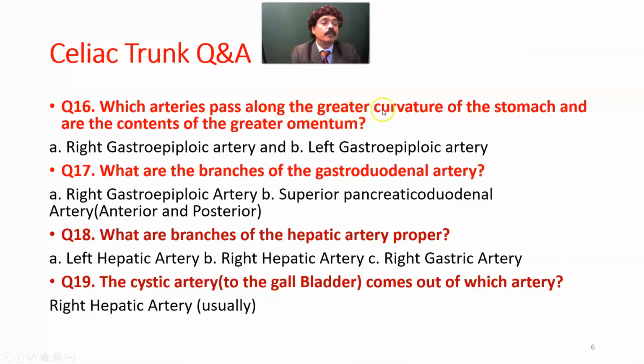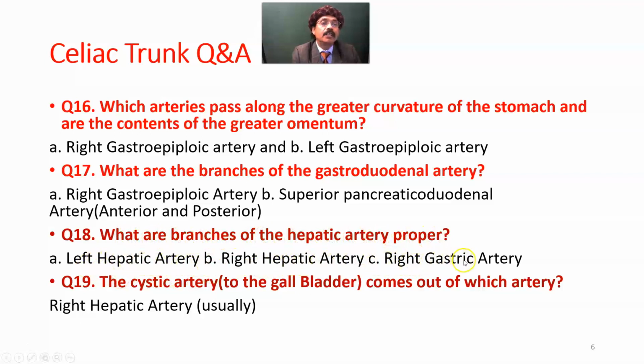Which arteries pass along the greater curvature of the stomach and are the content of the greater omentum? Okay, these are the right gastroepiploic artery and left gastroepiploic artery. What are the branches of the gastroduodenal artery? Right gastroepiploic artery, and superior pancreaticoduodenal artery, usually anterior superior pancreaticoduodenal artery and posterior superior pancreaticoduodenal artery. Okay. What are the branches of the hepatic artery proper? Left hepatic artery, right hepatic artery.